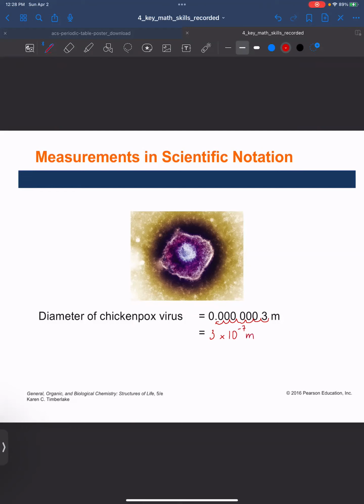-7th, and make sure you always include units if there are units. So this is in meters. So once again, this is 1, 2, 3, 4, 5, 6, 7. So 3 times 10 to the -7th meters.